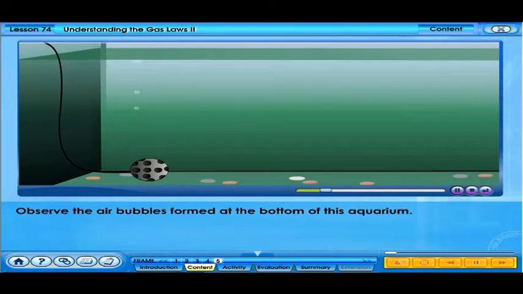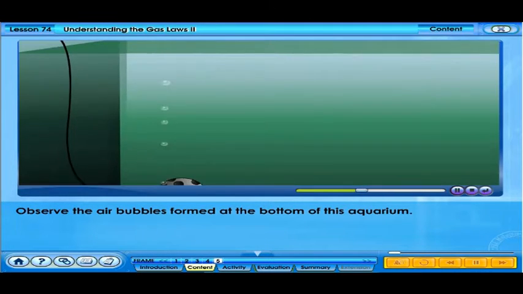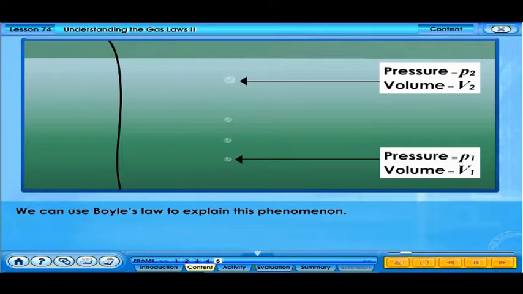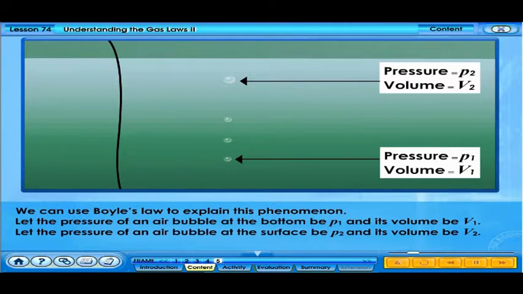Observe the air bubbles formed at the bottom of this aquarium. Why do the bubbles increase in size as they rise to the surface? We can use Boyle's law to explain this phenomenon. Let the pressure of an air bubble at the bottom be P1 and its volume be V1. Let the pressure of an air bubble at the surface be P2 and its volume be V2.